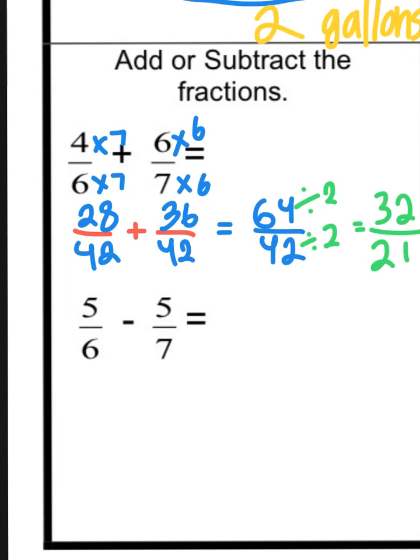It'll be 32 over 21, which then becomes 1 whole, because 21 can go into 32 once, and then of course 11 is left out of 21. So my answer is going to be 1 and 11 21sts.